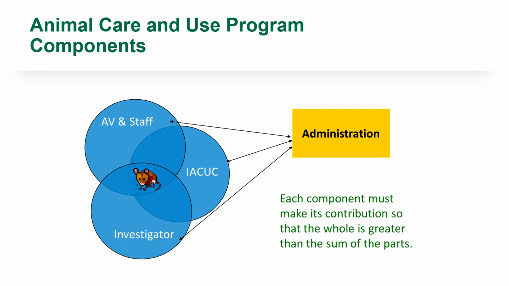An effective animal care and use program depends on coordination and teamwork among its three core components: the animal care team, which includes veterinarians and animal care technicians, the IACUC, including both committee members and administrative support, and the research team, made up of investigators and research staff. When these groups work collaboratively and communicate openly, the program becomes greater than the sum of its parts. This integrated approach ensures high standards of animal welfare, strong regulatory compliance, and meaningful scientific outcomes, allowing research goals to be achieved responsibly and ethically.